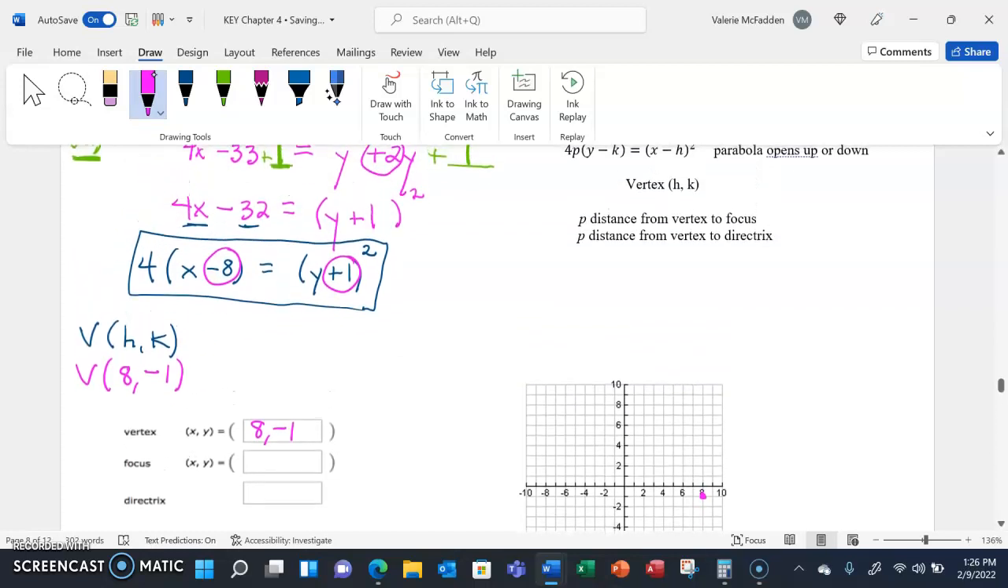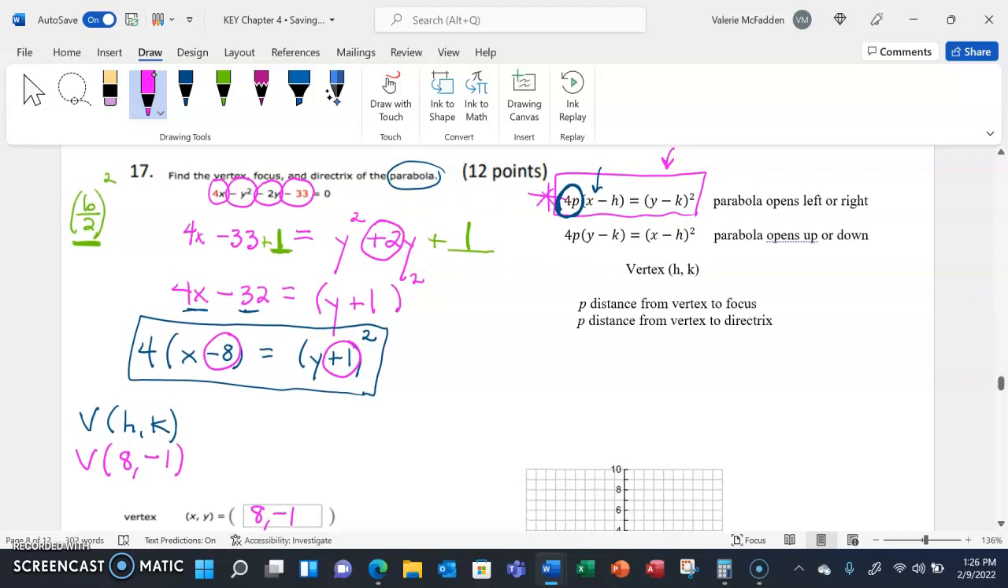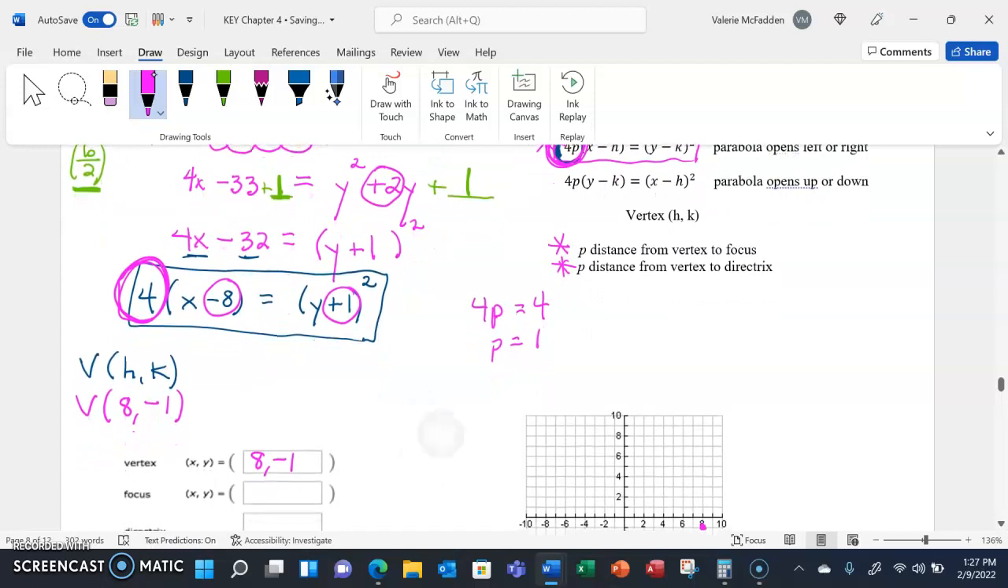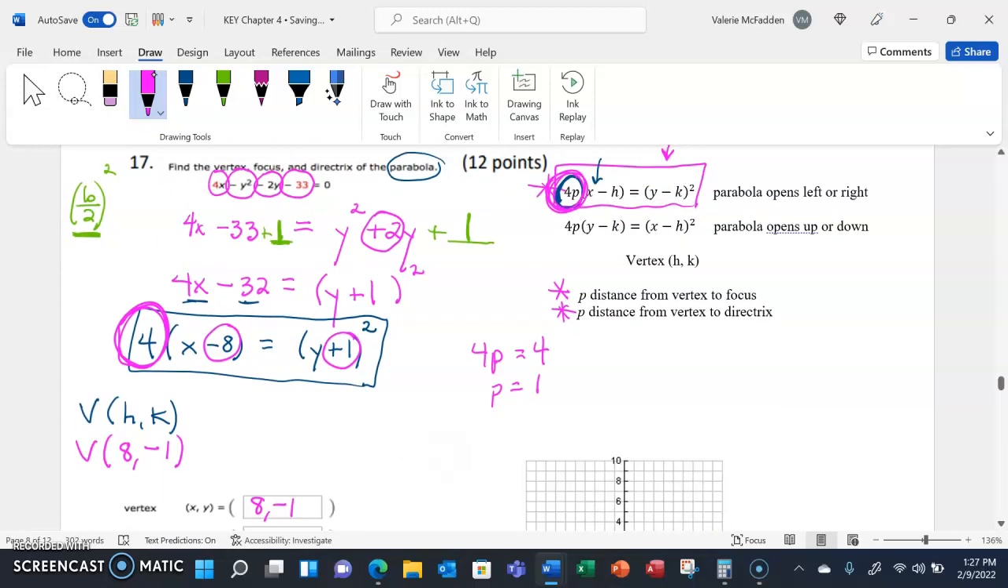Okay, now let's talk about the 4p number. Our 4p number is 4. See how we have 4p in front? So 4p is equal to 4 for us, so p would equal 1. Here it tells you what p means. P is the distance from the vertex to the focus, and p is the distance from the vertex to the directrix. So vertex to focus, and I need to know which way this opens.